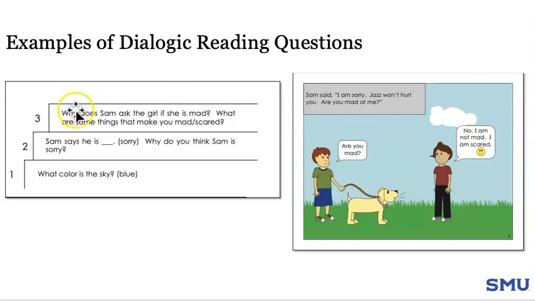And then it moves up to more advanced questions that you might be asking. Why does Sam ask the girl if she is mad? Or what are some things that make you mad or scared? So here you're wanting to engage the students in a little more conversation. We've provided in our materials questions that are easy to more difficult, or at least ones that will help you bring in your prior knowledge and your knowledge of the world as you're reading your book. I'll also provide you with some resources to learn more about dialogic reading.